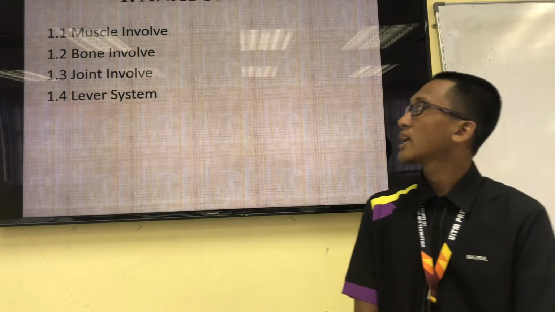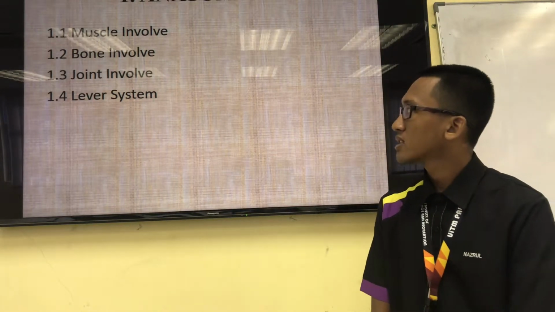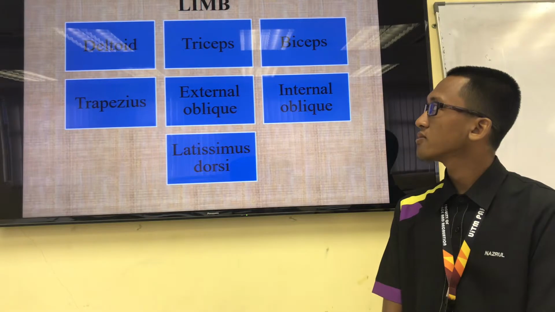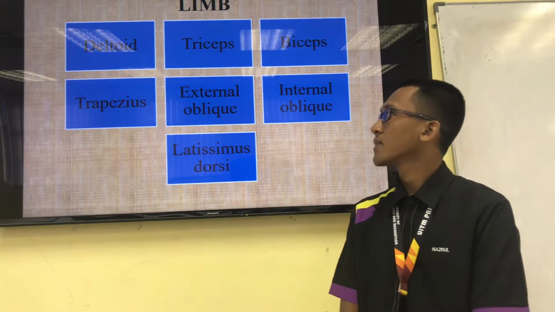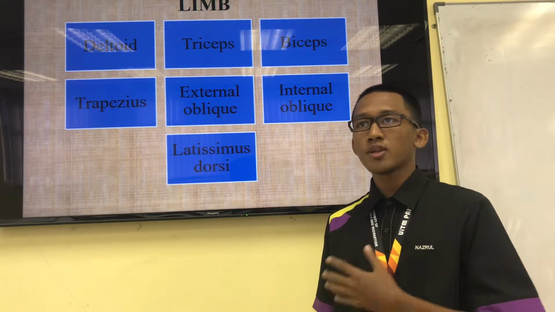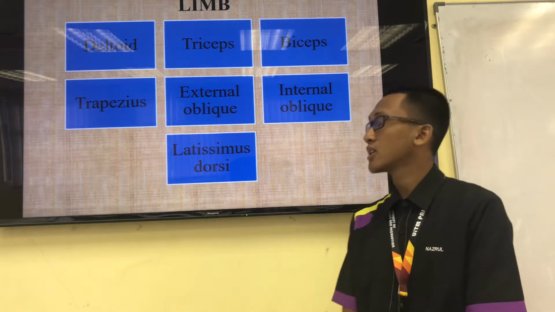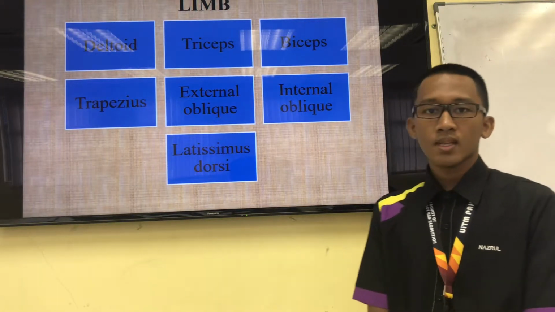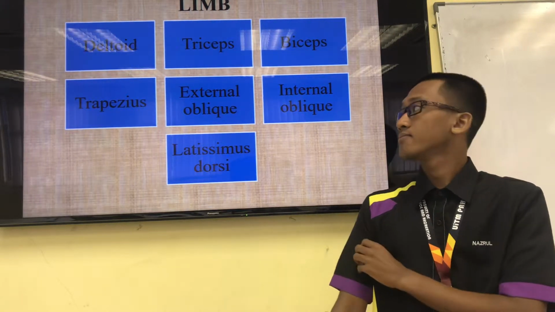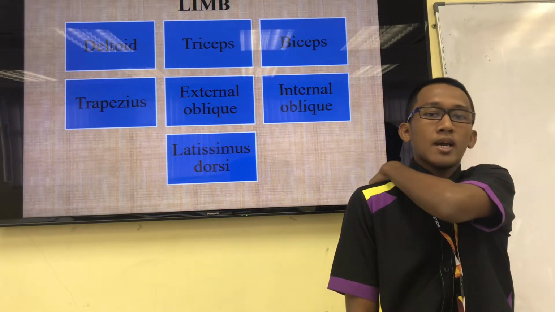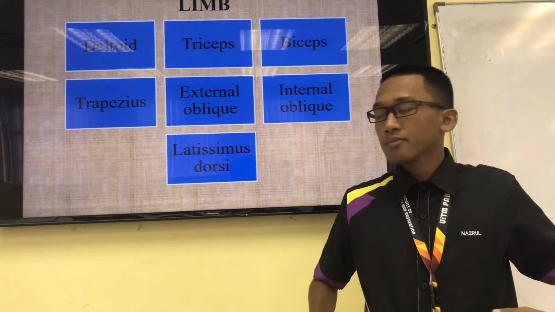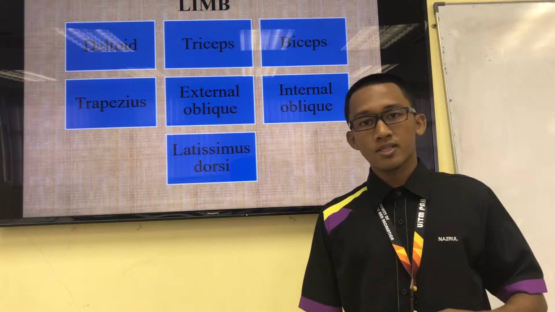This is the anatomy that I mentioned: muscle involved, bone involved, joint and lever system. I will cover muscle, joint and bone. First of all, what muscles are involved in our body when performing hammer throw? First, the deltoid. Here is our deltoid. Tricep, bicep, trapezius at the back of our body, external oblique, our abs, internal oblique and latissimus dorsi.